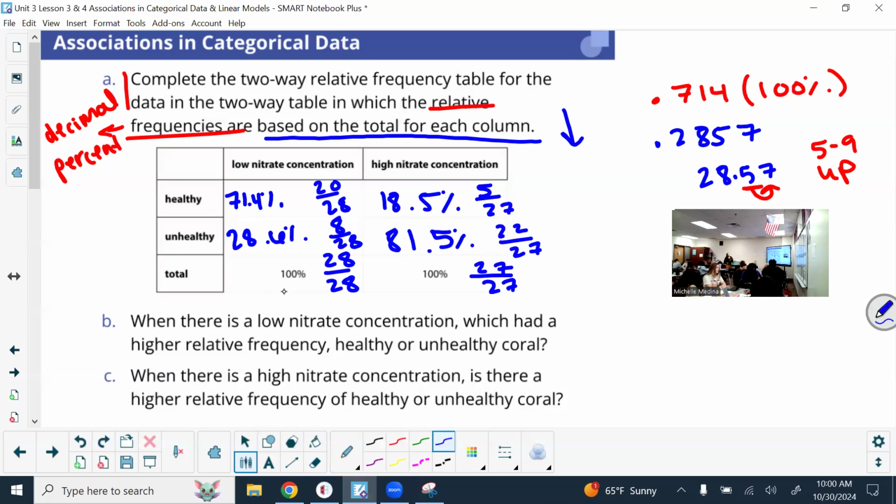But yeah, that was actually yesterday's skill. Today's skill is seeing if there's an association or not, if there's a trend. So we're going to answer these questions. Table 2, you're going to answer it. When there is a low nitrate concentration, which had a higher relative frequency, healthy or unhealthy coral? Healthy. You know, from looking at this column for one, and then yes, the healthy is higher. Good. Everyone know where to look.